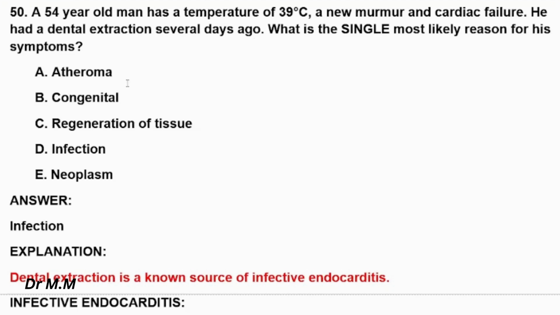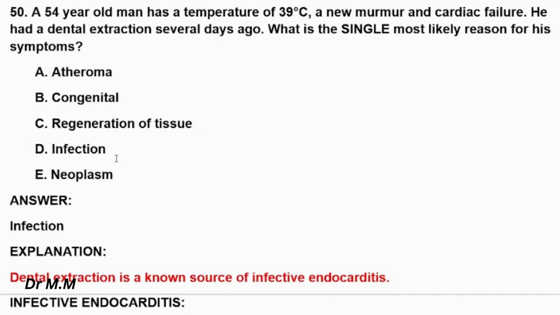A. Atheroma. B. Congenital. C. Regurgitation of tissue. D. Infection. E. Neoplasm. And the answer, according to the patient history, signs and symptoms, is most likely infection. Here we are going to explain it.